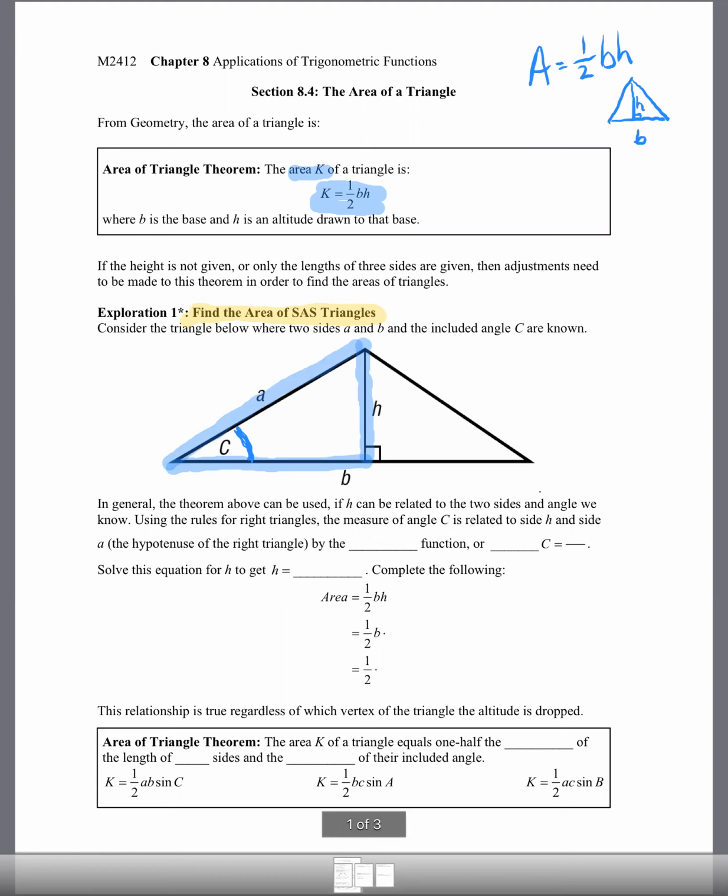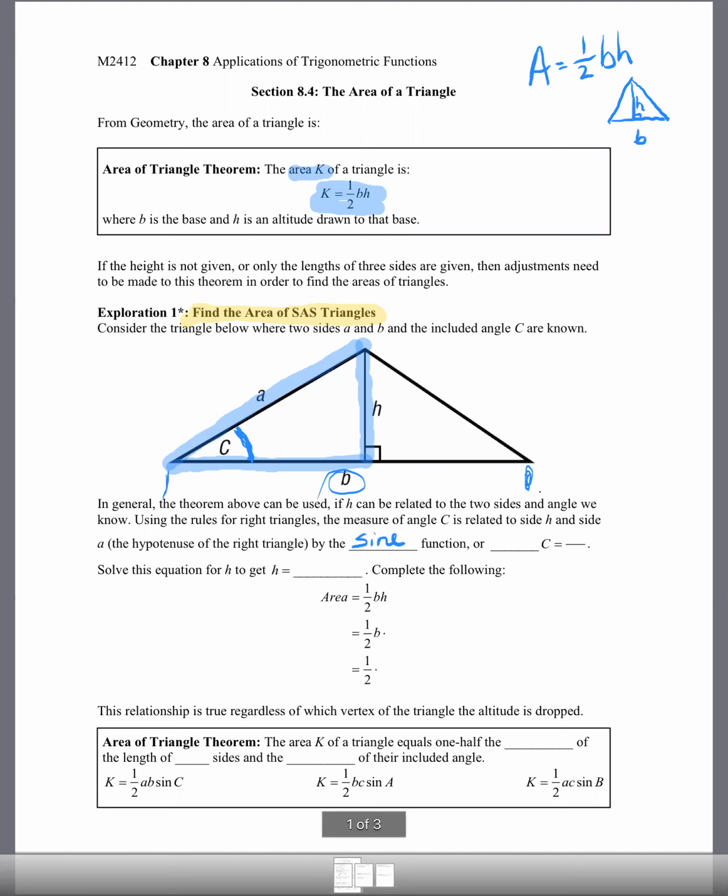Then we can actually calculate the value of angle C by looking at the height and the hypotenuse of that right triangle. We can't use the adjacent because this value of B down here actually goes from vertex to vertex. So I don't know really any information about B that'll help me with this smaller part of the right triangle. So what it says is that the measure of angle C is related to side H and side A, which is the hypotenuse of the right triangle, by the sine function.